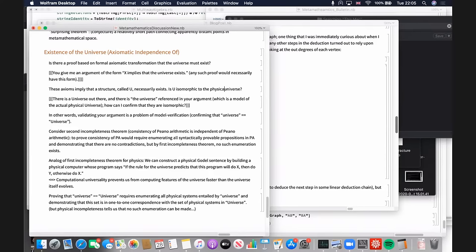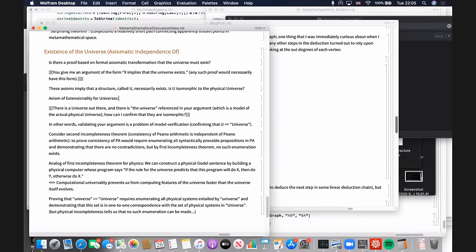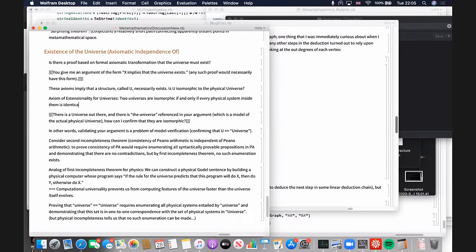And for that you claim you have to enumerate all possible things in the physical universe to verify that. It's back to our extensionality thing: the axiom of extensionality for universes says you have to verify every element in the universe to verify that the universes are identical. Two universes are isomorphic if and only if every physical system inside them is identical. Now, assuming that the universe has an infinite time history, you can't ever do this. If the universe had a normal form, I bet you could do this, but not from within the universe.